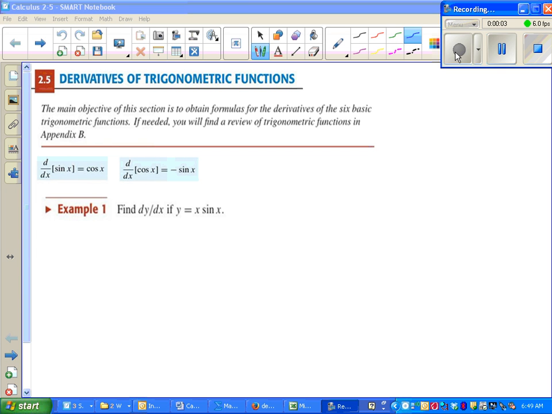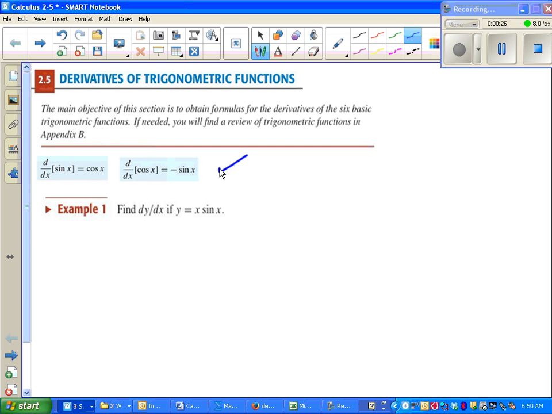2.5 Derivatives of trig functions. Today we're going to learn the derivatives of the 6 trig functions and just be able to apply those to all the other rules that we've learned, like the product rule and the quotient rule. And it turns out that the derivative of sine x is cosine x, and the derivative of cosine x is negative sine x, as you can see right here.